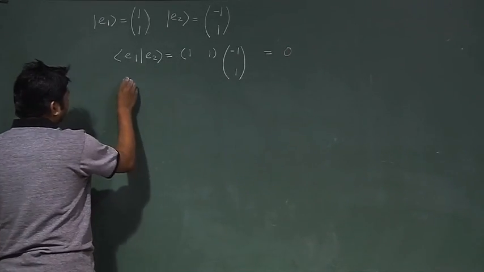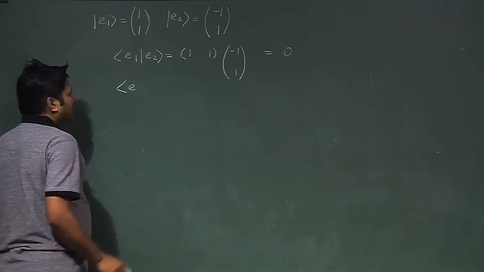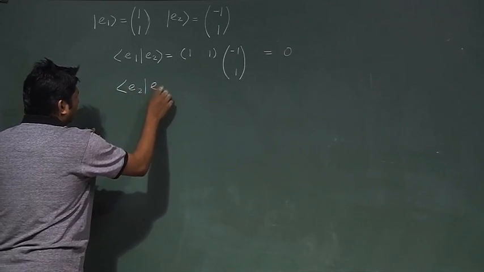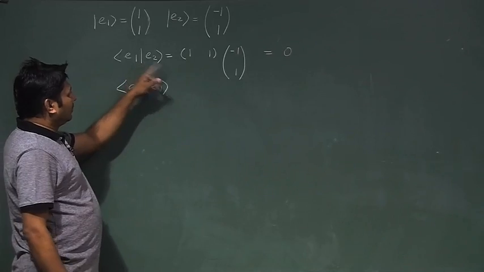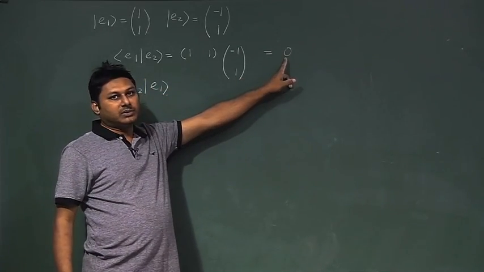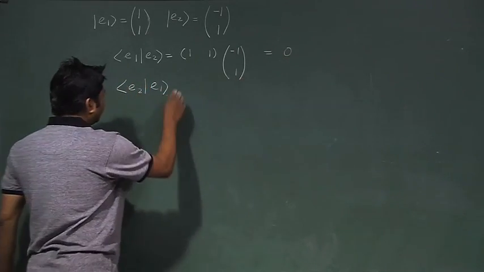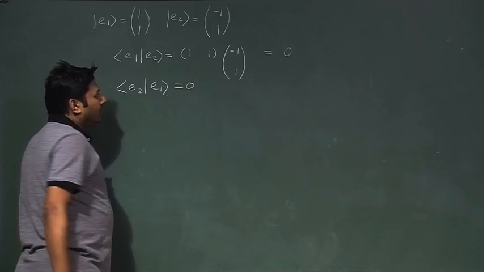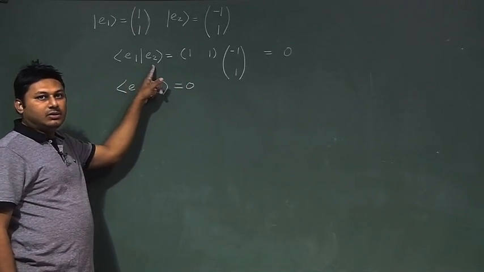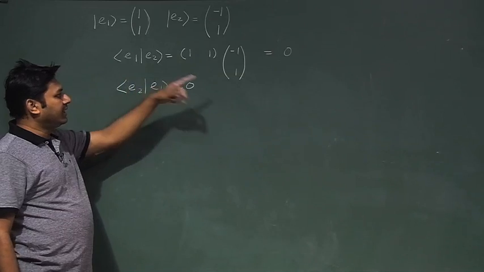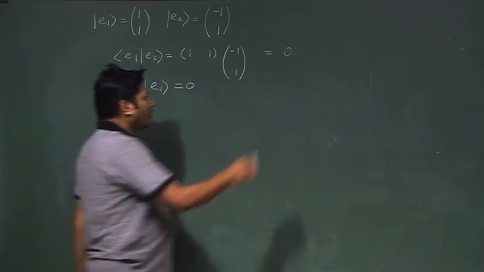I need to check the other way around, E2 E1. So E2 E1 is the complex conjugate of whatever value I have. Here I have 0, so I don't need to calculate, I can say this is safely 0. When I make an inner product of the two vectors E1 and E2, I get the result 0. That means they are orthogonal to each other.